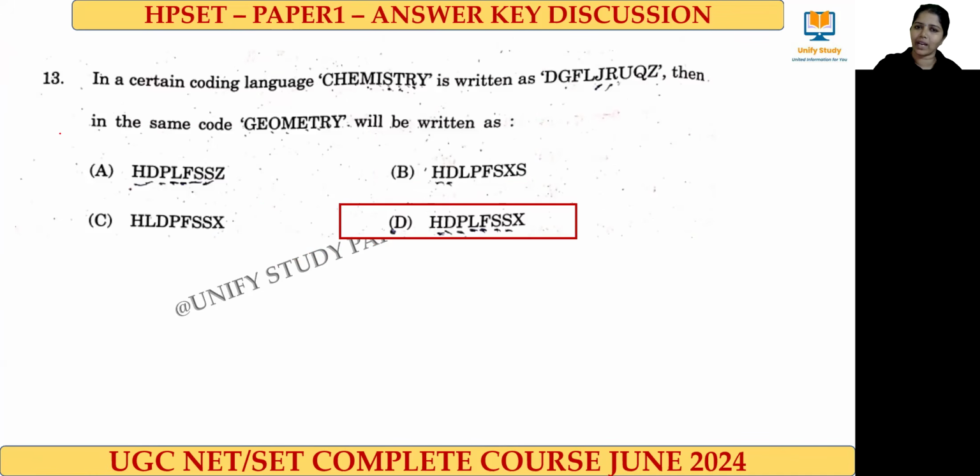Next question from coding and decoding. Very easy question. First letter C to D is plus 1, and then H to G is minus 1. So plus 1, minus 1, plus 1, minus 1, it keeps on going. Option D is the right answer.